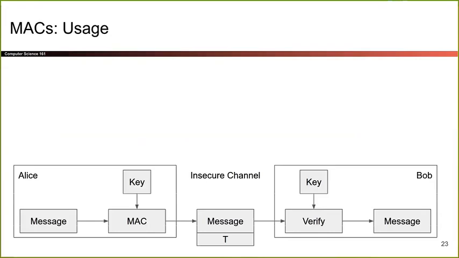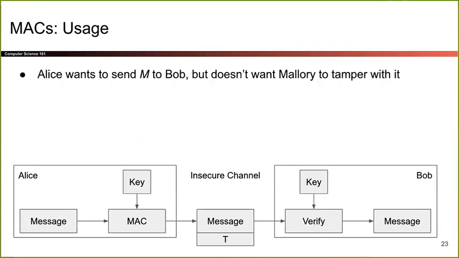So here's the diagram from a couple days ago, and it's basically what we're going to look at today. So again, the goal is Alice wants to send this message to Bob over an insecure channel, but Mallory is here, and she's going to try and tamper with the message. So she's going to try and change the value of the message. And our goal is for Bob to receive the message and be very certain that it's not been tampered with.